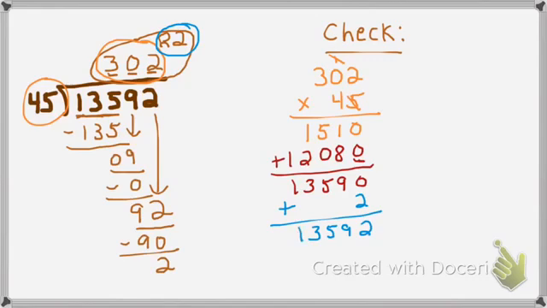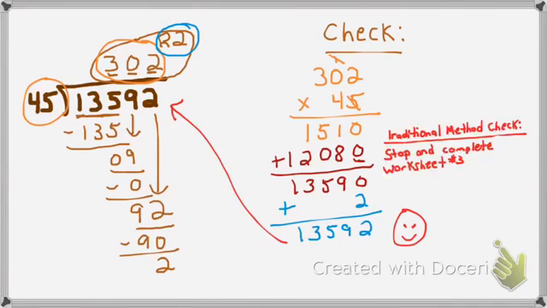And I have to check, does this answer equal my dividend? 13,592 is the same thing as 13,592, so hip hip hooray. My answer of 302, remainder 2, is correct. If you are a traditional method checker, please stop the video and complete worksheet number 3 right now.